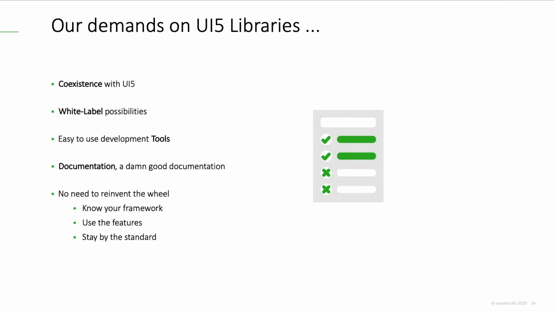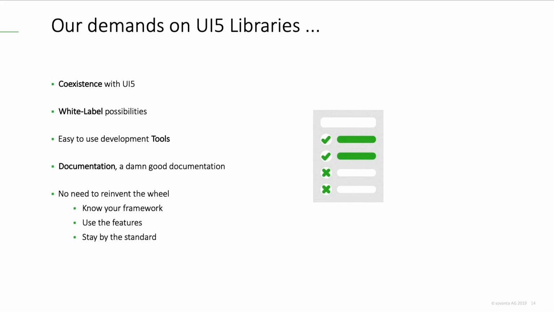Yeah, and our technical demands on UI5 libraries also where we need to coexist with standard UI5. So, like I said, no side effects if it is run side by side. If we use a sub-M list and a custom list of ours side by side, there should not be some bleed through in the styling and in the logic.